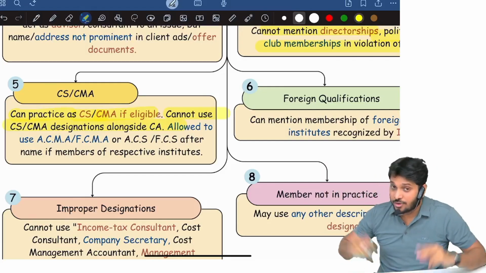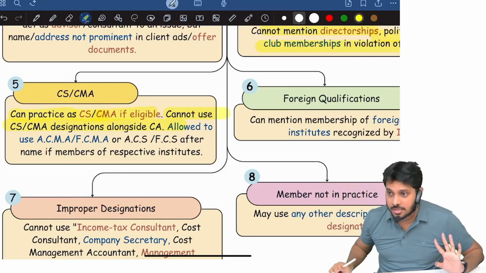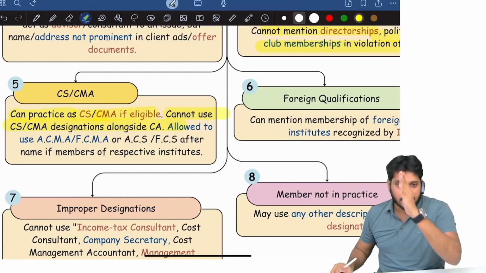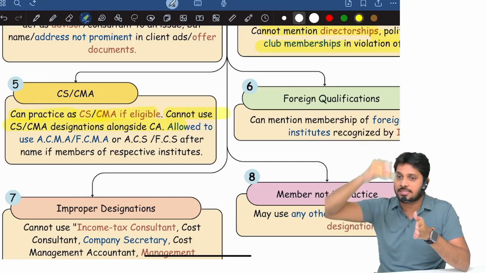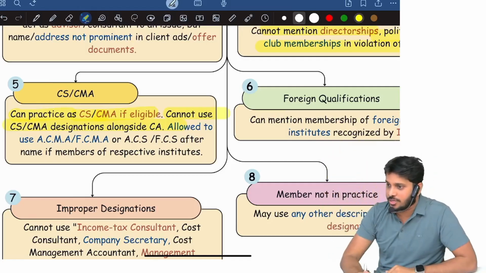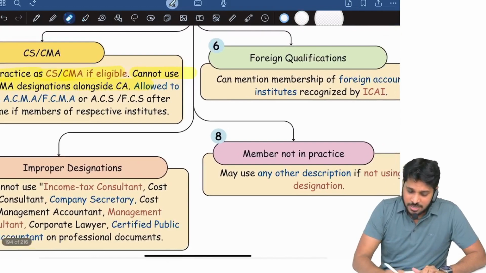Understood? That is, if at all both the bodies permit you to practice simultaneously. Generally there is no permission like that. If you're practicing as a CA, it must be full time here. If you're practicing as a cost accountant, you must be full time there. If you're practicing as a company secretary, it must be full time there. Are you clear? Next, can I mention a foreign qualification?